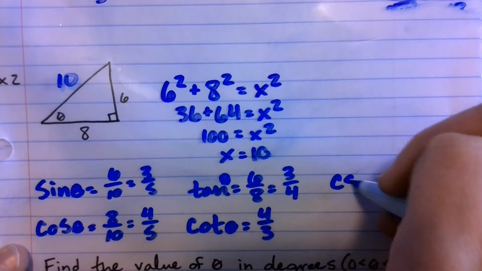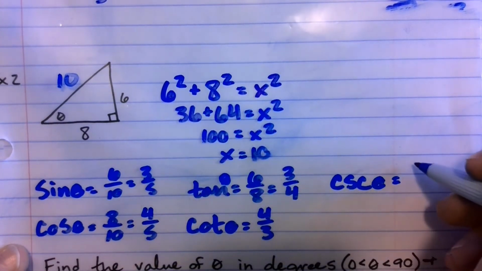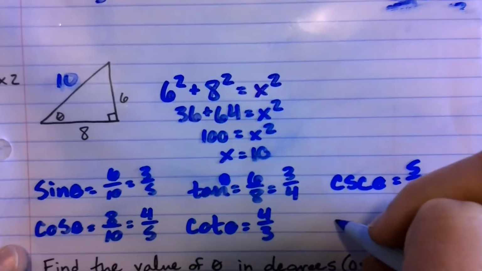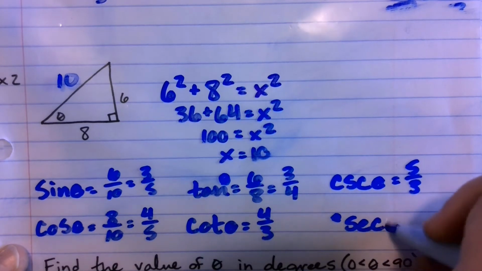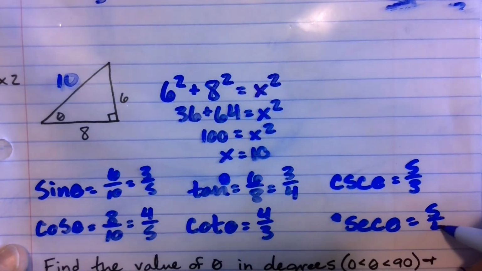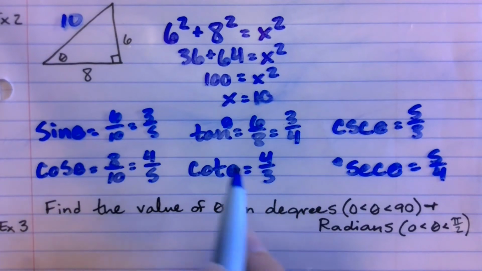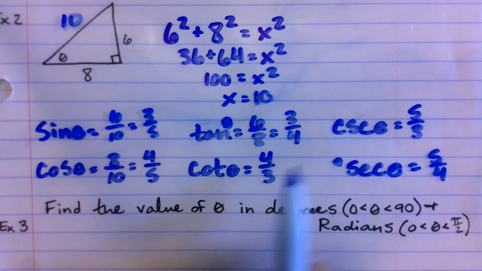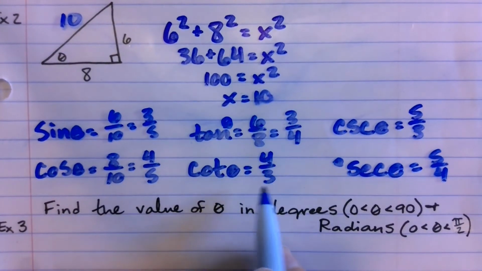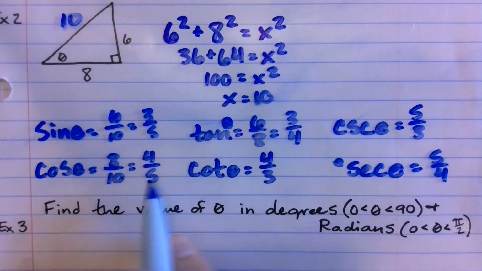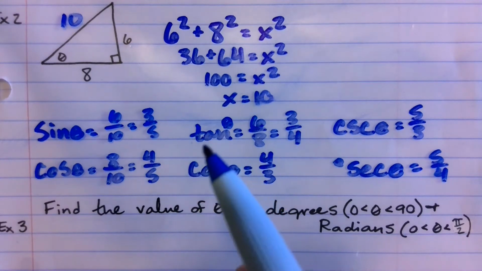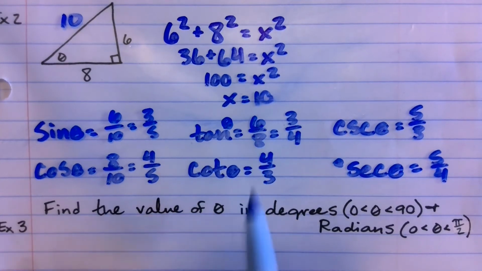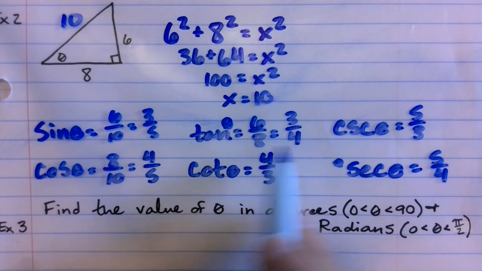My cosecant is going to be 5/3, and my secant is 5/4. Notice that I didn't have to go back to the original and say that cotangent was 8/6 and then simplify it. I used the simplified version. So you just kind of have to be smart about it, because with example 1, we actually wanted the original, and that was easier to take the reciprocal. Sometimes the simplified is easier to take the reciprocal.